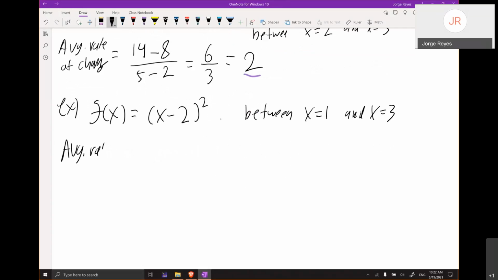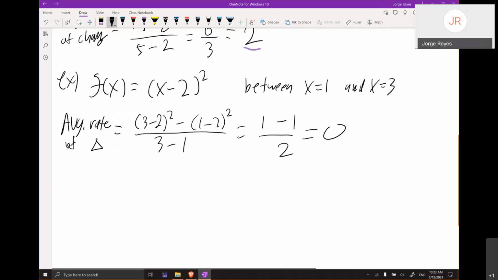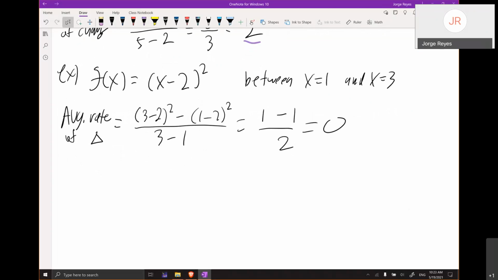So average rate of change equals, and I'm going to plug in my 3. So (3 minus 2) squared minus (1 minus 2) squared, all over 3 minus 1. So this is going to be 1 minus 1 over 2, which is actually 0. So you get 0 as your average rate of change. Okay? And that's interesting because that means you're not really changing, right?